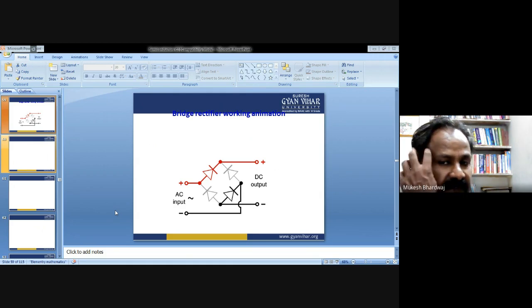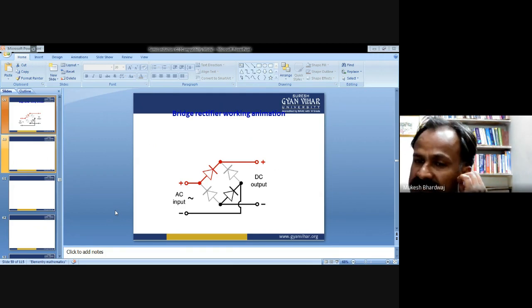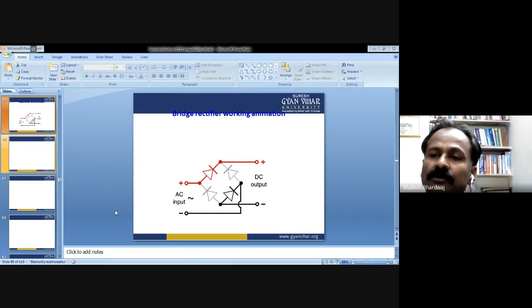As we had seen, the current output contains sine and cosine terms, and the higher harmonic terms can be neglected. Neglecting the effect of the third and higher terms, we have I equals 2 Im upon pi minus 4 Im upon 3 pi cos 2 omega t. You can see all the derivations in standard books like Hayt and Kemmerly.